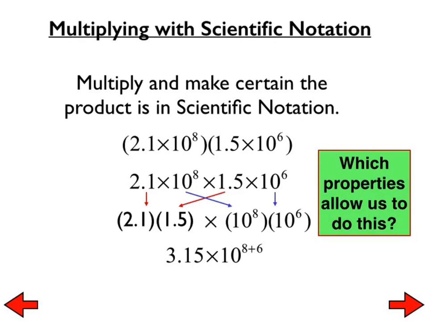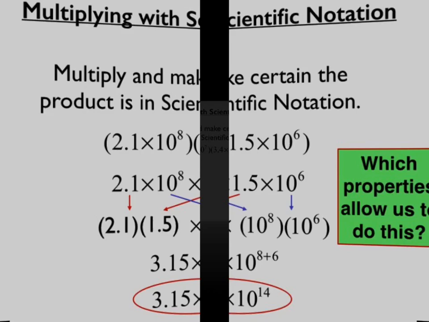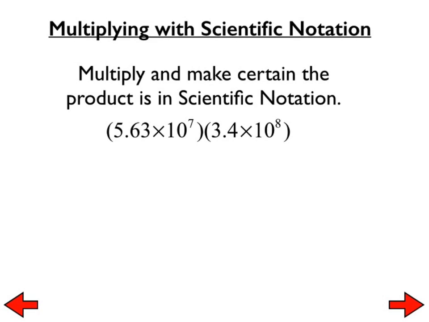And that is the commutative property that allows us to do this. So 2.1 times 10 to the 8th times 1.5 times 10 to the 6th turns into 3.15 times 10 to the 14th power. And I know that this problem and the next problem is totally worked out for you in your notes. So on the next one, I'm going to go about this the same way. And since it's already in your notes, I'm going to go quickly.